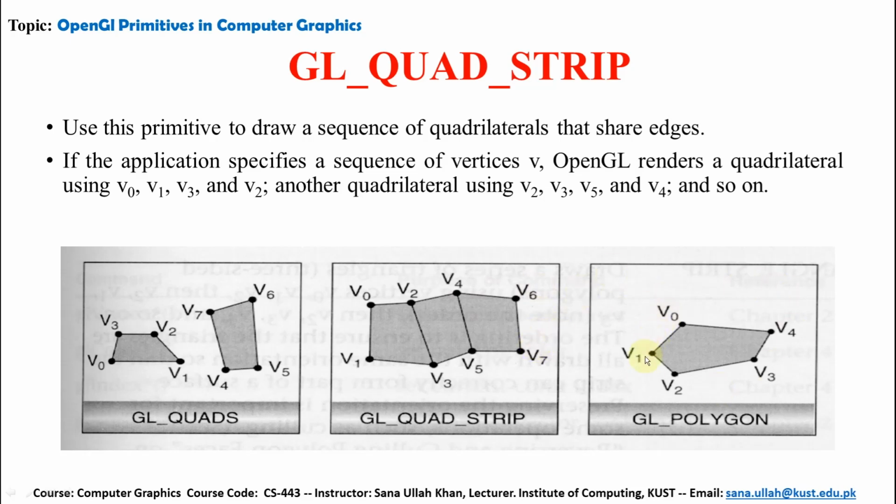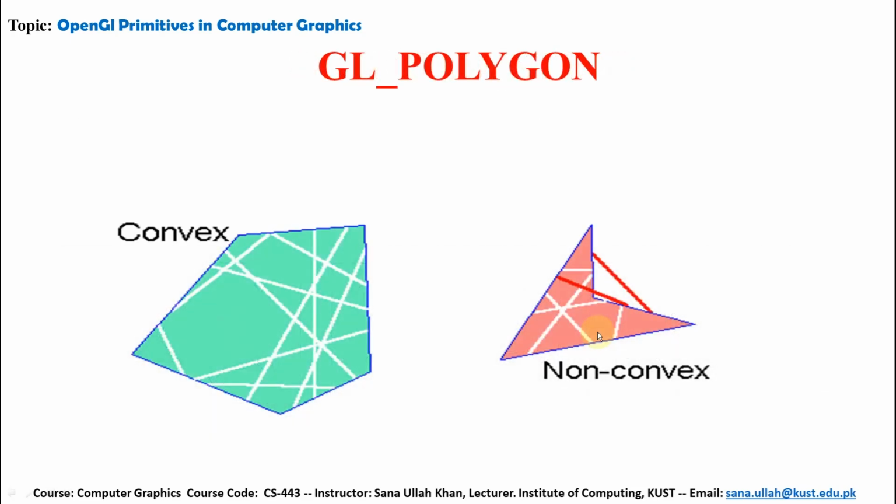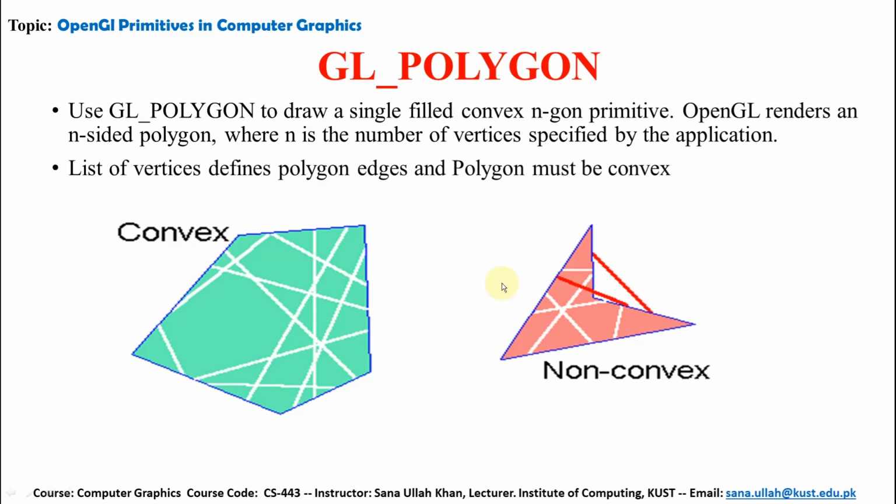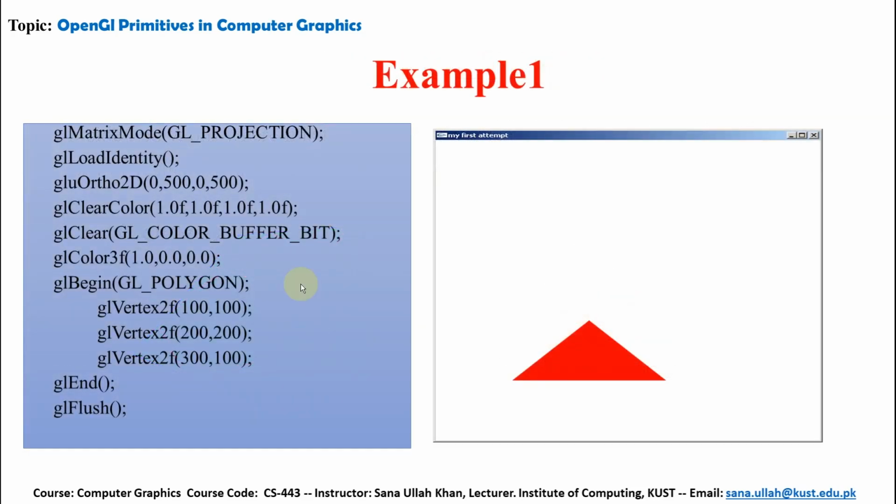While in polygon, all these are shared. This is polygon, convex and non-convex. Draw a single filled convex n-gon primitive. OpenGL renders an inside polygon, where n is the number of vertices specified by the application. This is the vertices. So the list of vertices defines the polygon edges, and the polygon must be convex. This is the code. Again, the background is white, line color must be red, and then these are the x and y coordinates for the first point, second point x and y, and third point x and y.